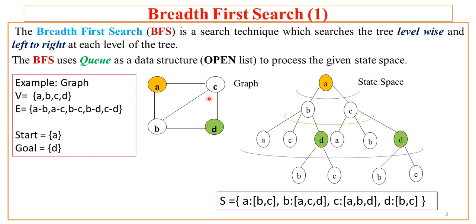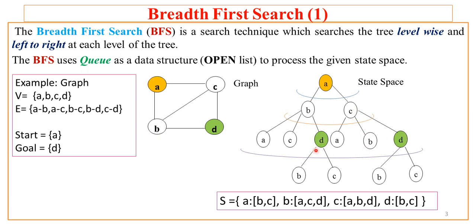Now for this given graph, the state space is like this: we have A as the root, as we start with A, and the immediate successors or child nodes of A are B and C. B has the immediate successors A, C and D. The immediate successors are nothing but the nodes which are directly connected to any given node. For example, for node B, A, C and D are directly connected. So that's why A, C and D are the child nodes of B, or those nodes are also called immediate successors of B. Now here C has immediate successors A, B, D.